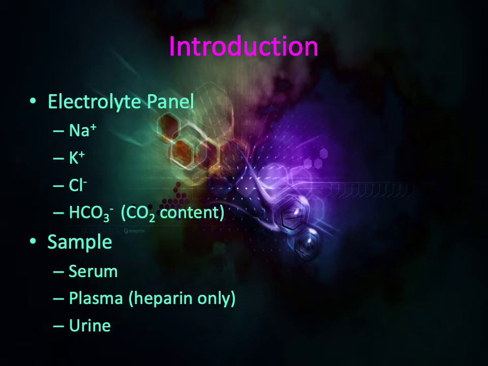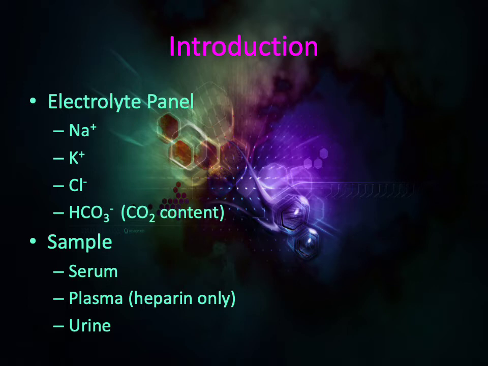A typical electrolyte panel will consist of at least 4 primary analytes: sodium, potassium, chloride, and total CO2, sometimes called TCO2. The CO2 content of plasma consists of 2 components: bicarbonate and carbonate. At the physiologic pH of blood, carbonate concentrations are around 1/1000th of that of bicarbonate, which is so insignificant that it is not included in the measurement.